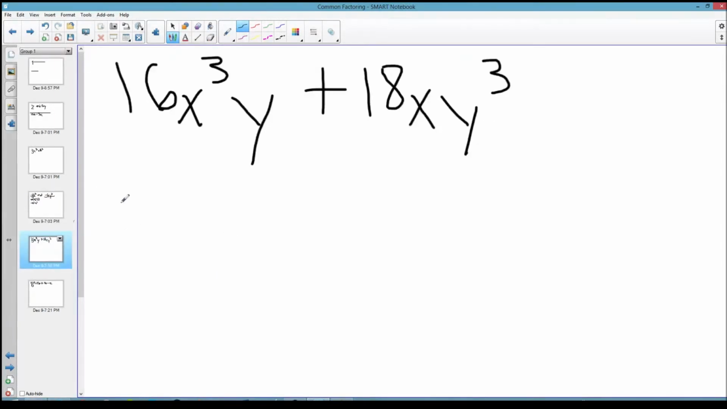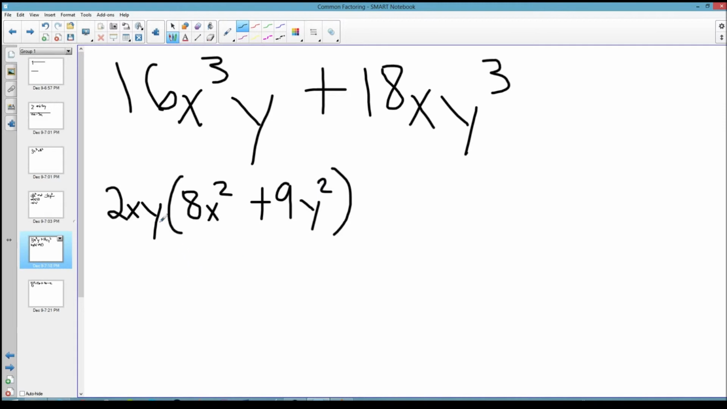Here we have 16x cubed y plus 18xy cubed. So we can common factor out a 2, because they are both divisible by 2. They both contain an x and a y. So now 16 divided by 2 would give us 8. We would be left with x squared. Then we'd have plus, and then 18 divided by 2 would give us 9, and then we would have y squared.